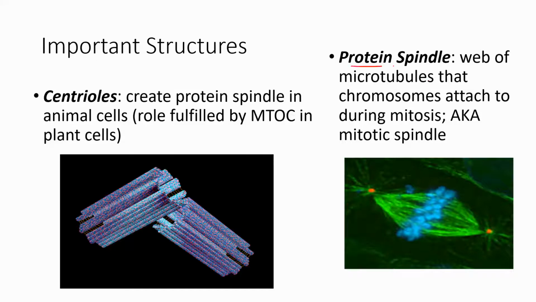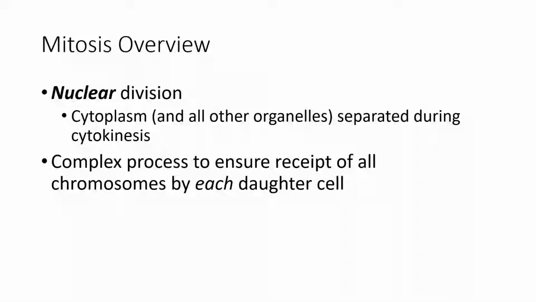the protein spindle. The protein spindle are these microtubules that are going to go and attach to the centromeres of chromosomes. They're going to shorten, and they're going to pull those centromeres and the associated chromosomes to opposite ends of the cell. So in this diagram, you can actually see the microtubules, which are these orange dots right here, and the green coming out, those are the fibers of the protein spindle.